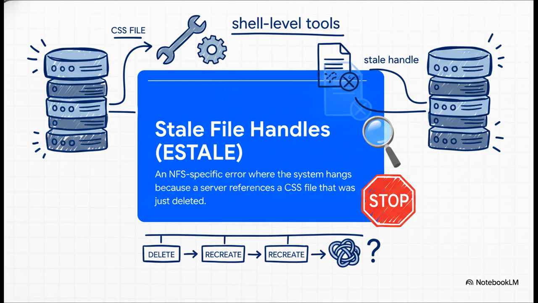Okay, so here's a trickier landmine, one you'll see especially if you're using shared storage, like NFS. When Elementor regenerates its CSS, it deletes the old file and recreates a new one. Well, if a server is still holding a reference or a handle to that old file that's now gone, the whole system can just hang. It's a really subtle but totally catastrophic failure.